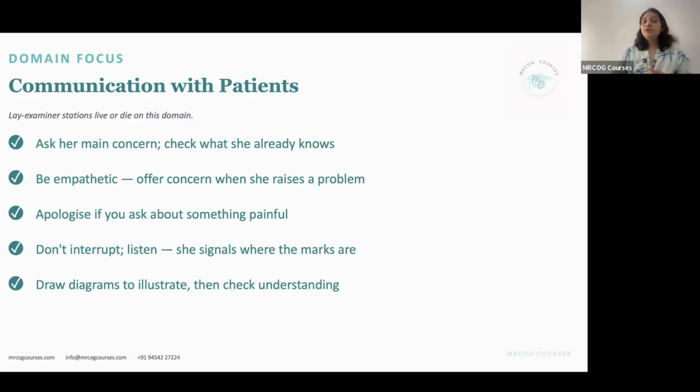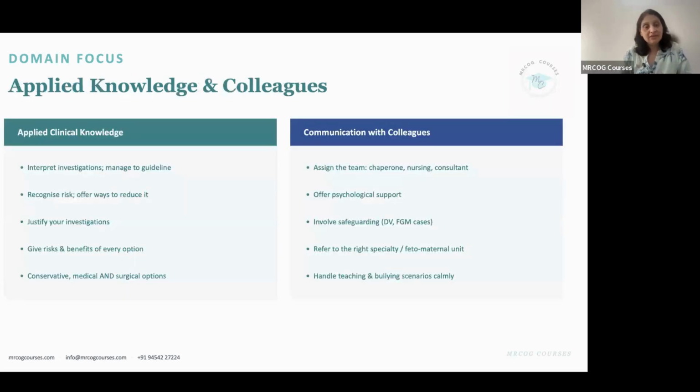So always concentrate on the role player's questions. So draw diagrams to illustrate and then check the understanding. So these are the things which we will be repeatedly practicing in our stations. Applied knowledge, of course, this is where actually your knowledge will come into action. You interpret, you investigate, you manage according to the guidelines, recognize the risk. And it is not just about telling the risk, always follow it with why. What are the ways to reduce the risk?